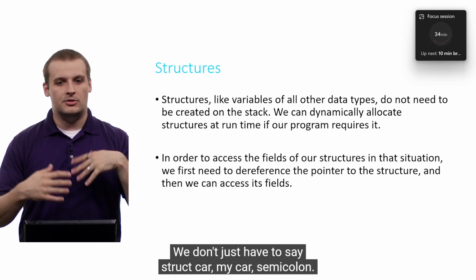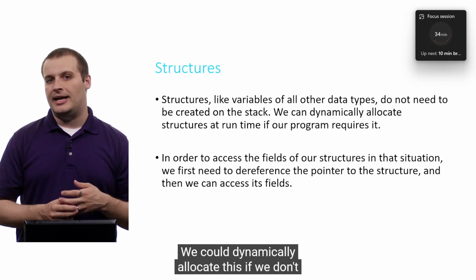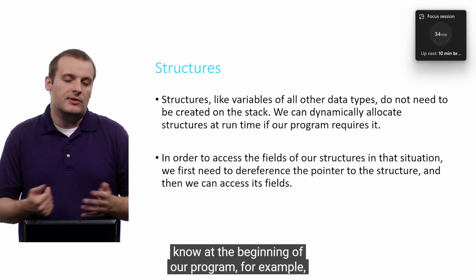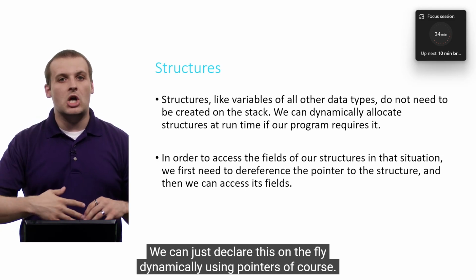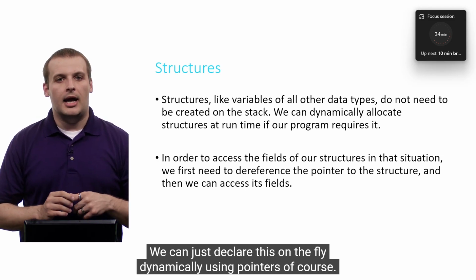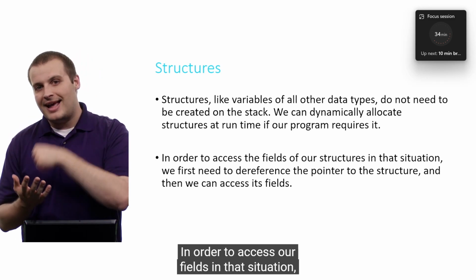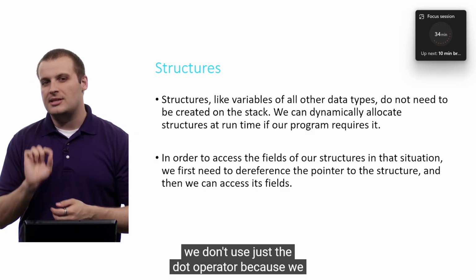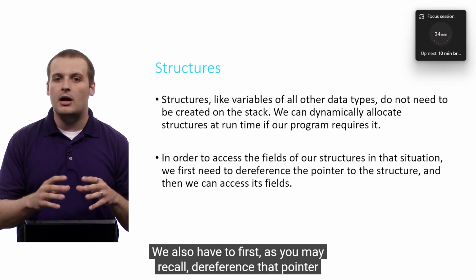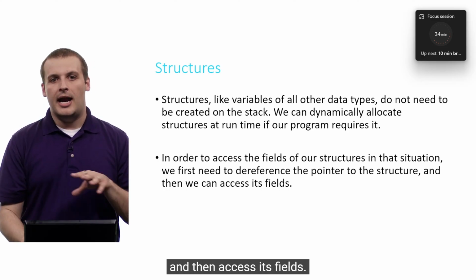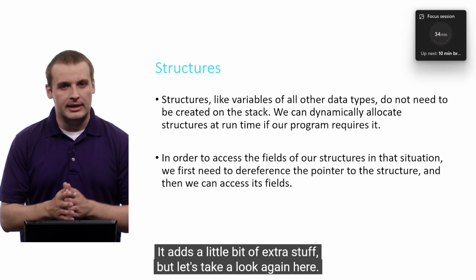We don't just have to say struct car mycar, semicolon. We could dynamically allocate this if we don't know at the beginning of our program, for example, that we're going to need a certain number of these things. We can just declare this on the fly dynamically using pointers, of course. In order to access our fields in that situation, we don't use just the dot operator because we have a pointer to a structure. We also have to first, as you may recall, dereference that pointer and then access its fields. It adds a little bit of extra stuff, but let's take a look again here.